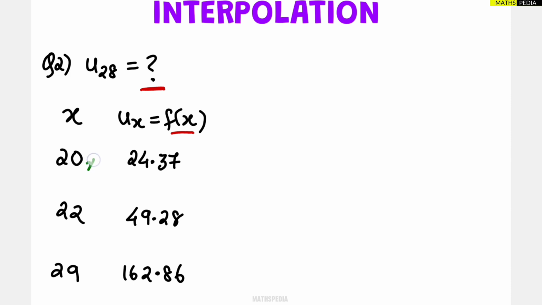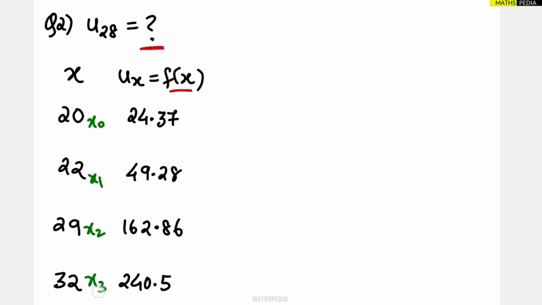Before that, I'll just write here: this is x0, x1, x2 and x3. This particular thing will be the function of x0, function of x1, function of x2 and function of x3. Okay, we'll go for the first difference table.